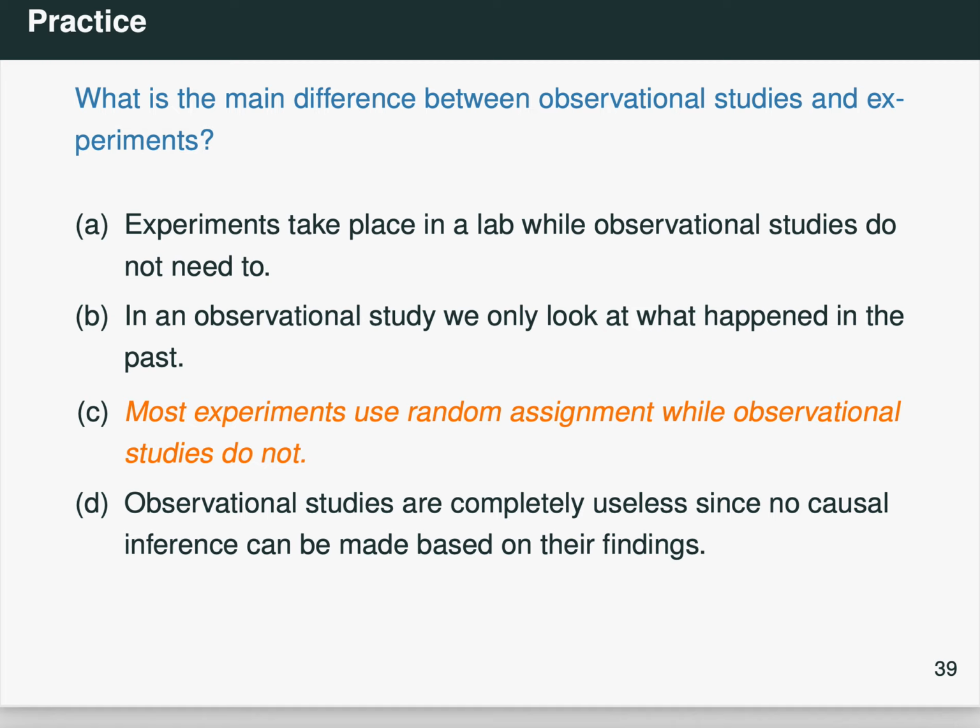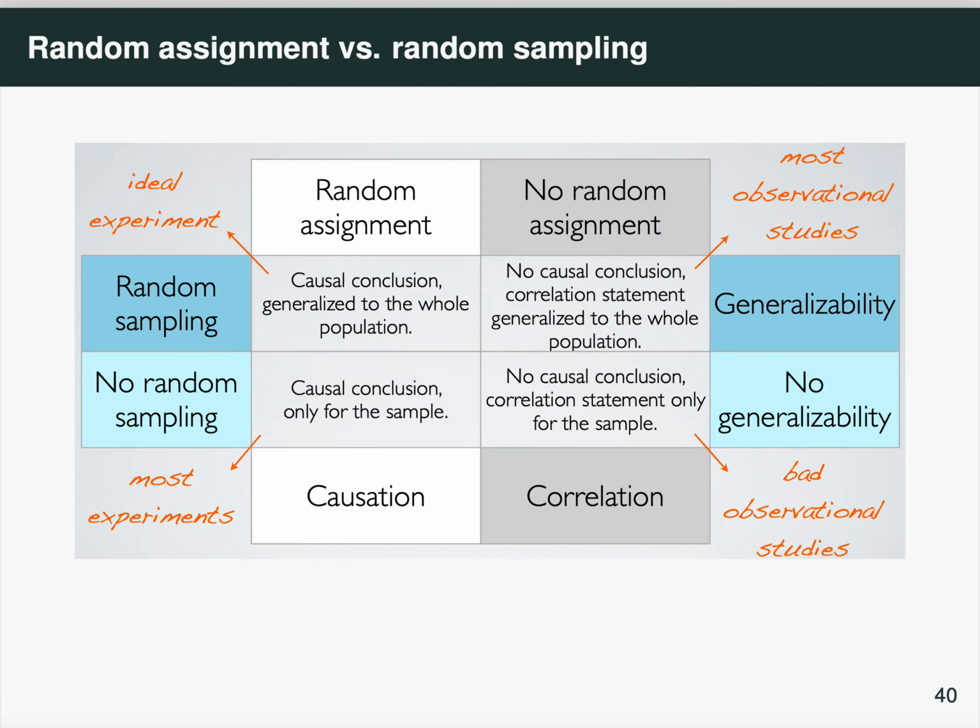Most experiments do use random assignment, whereas observational studies do not, because we're simply observing. We can't change the grouping of people in an observational study. It has to be the groups that naturally occur within that study. So here's some help with a visual for random assignment versus random sampling, because those are 2 different things. I would take a moment and take a quick screenshot of this so you can have it as a reference as you move through the material this week.